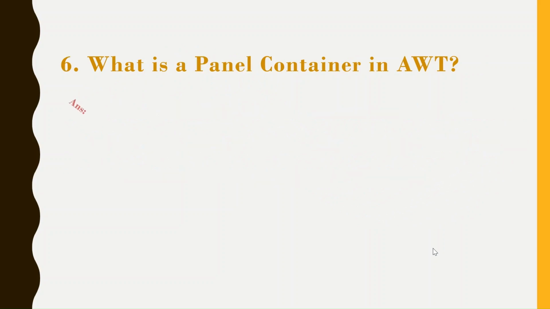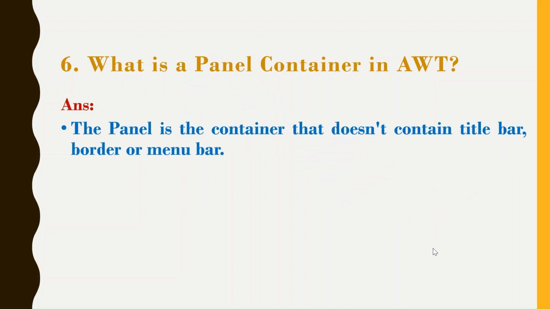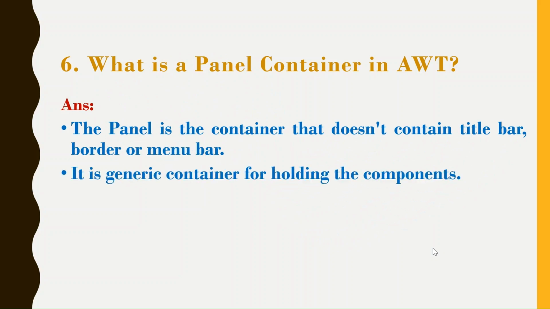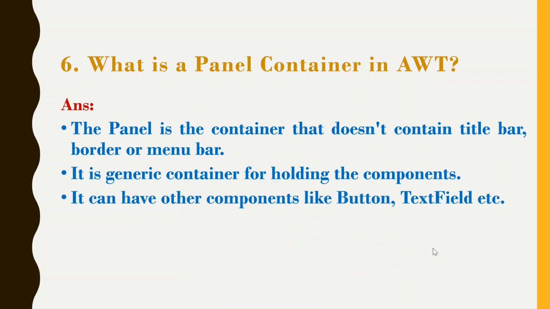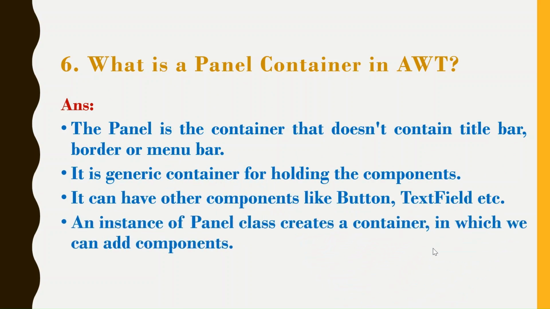What is the panel container in AWT? The panel is a container that does not contain a title bar, border, or menu bar. It is a generic container for holding all types of components. It can have other components like button, text field, etc. An instance of the Panel class creates a container in which we can add components. So here we can go for grouping some elements. In one panel, we can keep certain elements like button, text box, radio button, checkbox. In some other panel, we can keep other components. So we can create a number of panels, and each panel holds some group of components.